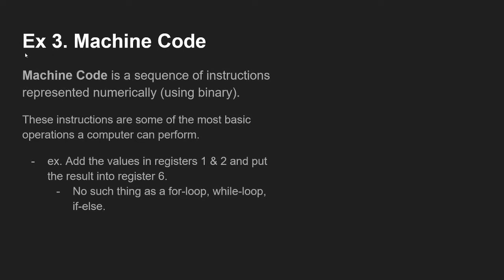Okay, example 3, which is the most important part, I guess most related to this lesson, is machine code. Machine code is just a sequence of instructions represented numerically. These instructions are some of the most basic operations a computer can perform, and it's also the sort of language that a computer is able to understand. So for example, machine code would be able to add the values in registers 1 and 2 and put the result into register 6. And there's no such thing as a for loop, while loop, if else, or any of the other nice things we have in things like Python or C.